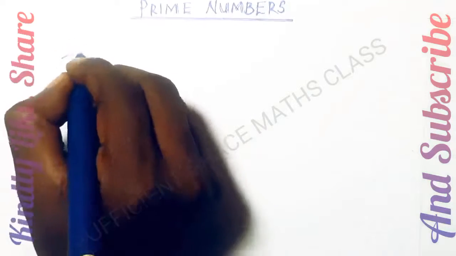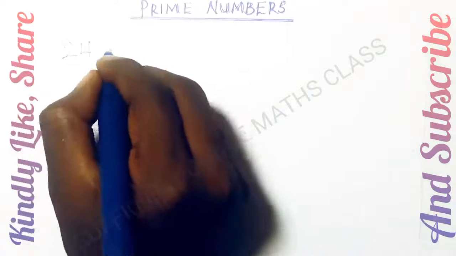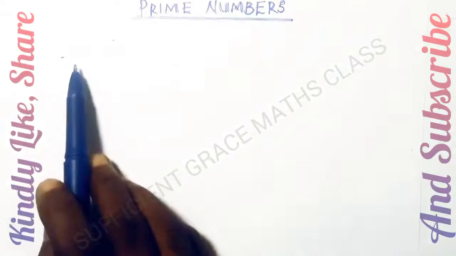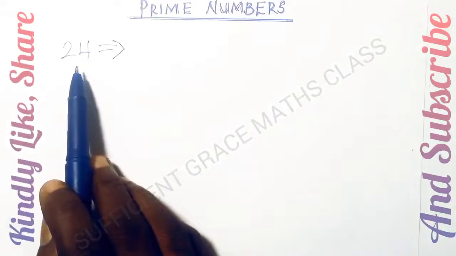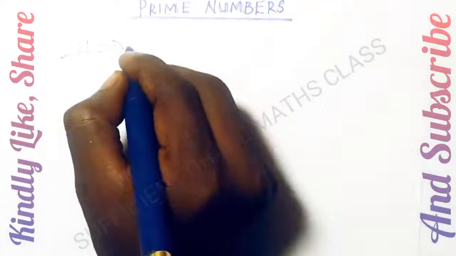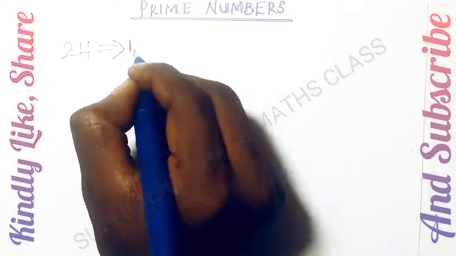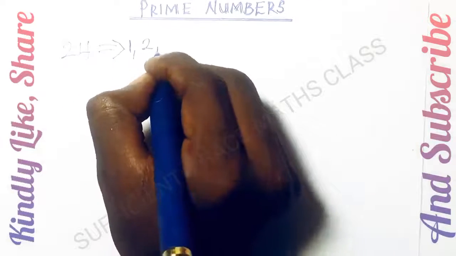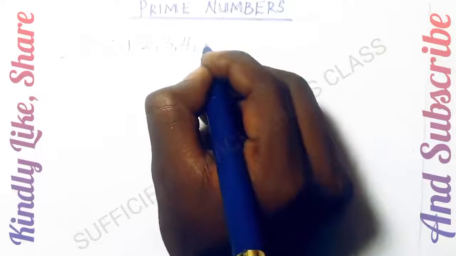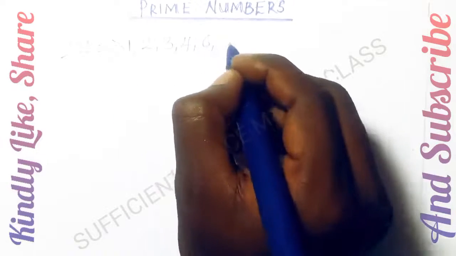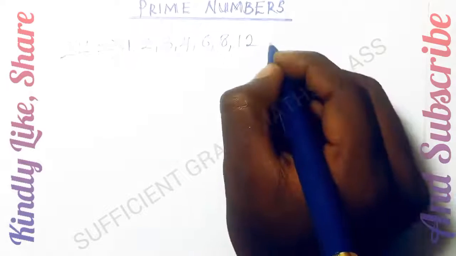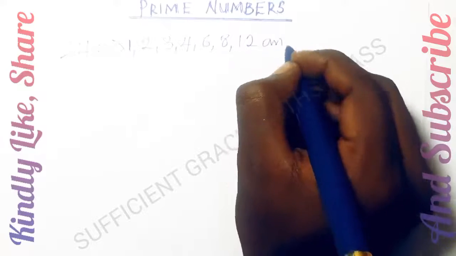24. Those numbers that can divide 24 without having remainder are the factors of 24. And what are those numbers? They are 1, 2, 3, 4, 6, 8, 12, and 24.